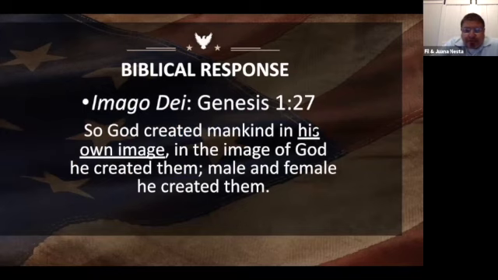So first of all, throughout the Bible, any living being, any human being is made in the image of God. Genesis 1:27. So God created mankind in his own image. In the image of God, he created them. Male and female, he created them. So all humankind have been made in the image of God.